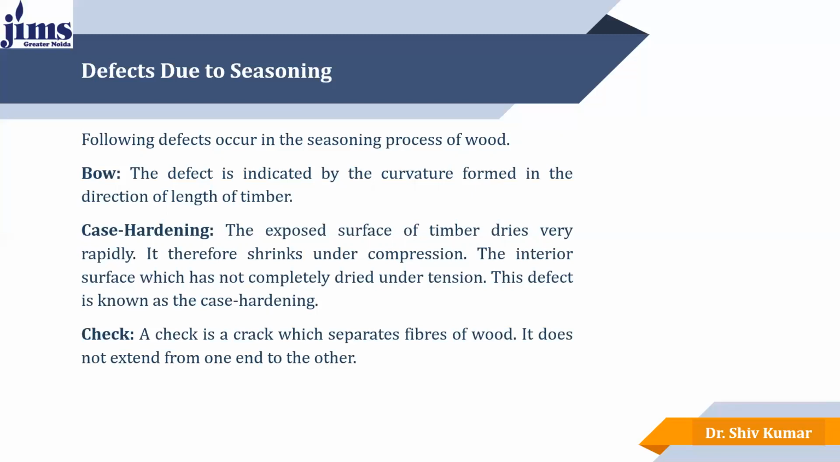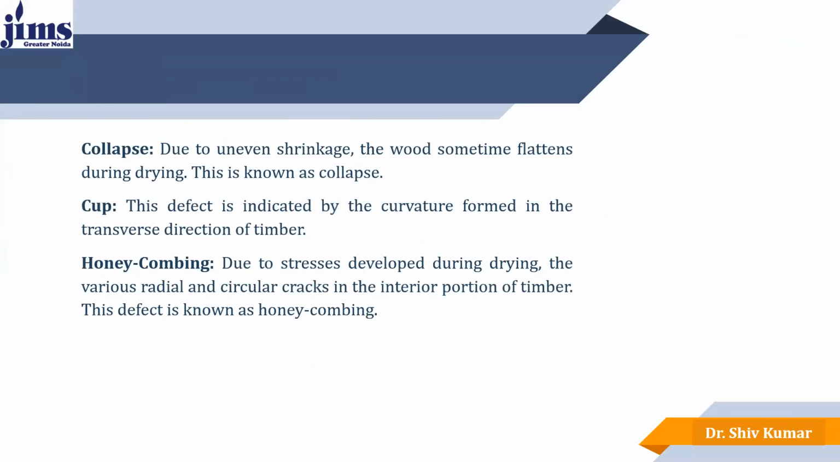Next is check. A check is a crack which separates fibers of the wood. It does not extend from one end to the other. So it may be minor, but a defect is a defect. Next is collapse. Due to uneven shrinkage of the wood, it is sometimes flattened during drying; this is known as collapse. Cup. When a curvature forms in the transverse direction of the timber, it is known as the cup. Next, and maybe not the last, honeycombing.